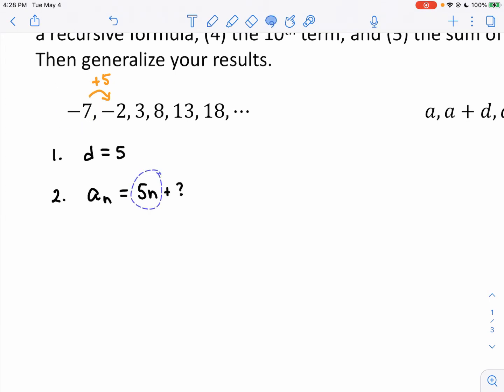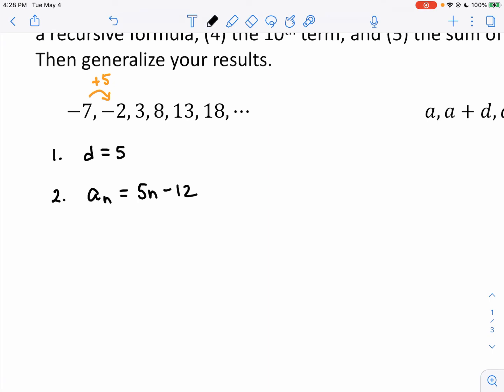Well, if you plug in n equals 1 right here, you get 5. And so what do you have to add to 5 to get negative 7? And the answer to that is negative 12. So let's test this out. If you plug in 1, you do get negative 7. Plug in 2 now. This would be 2 times 5 is 10 minus 12, and you do get negative 2. Plug in 3. 3 times 5 is 15 minus 12 is 3, and it will work for all of the others.